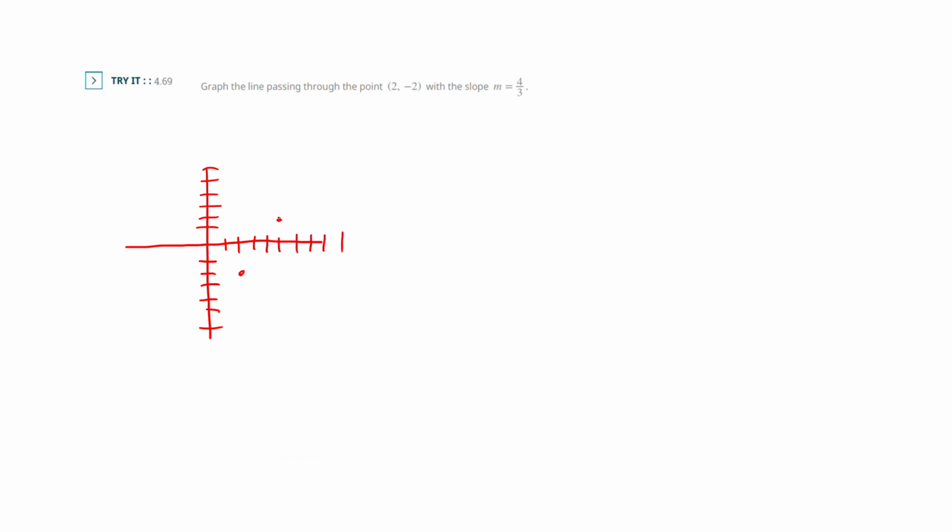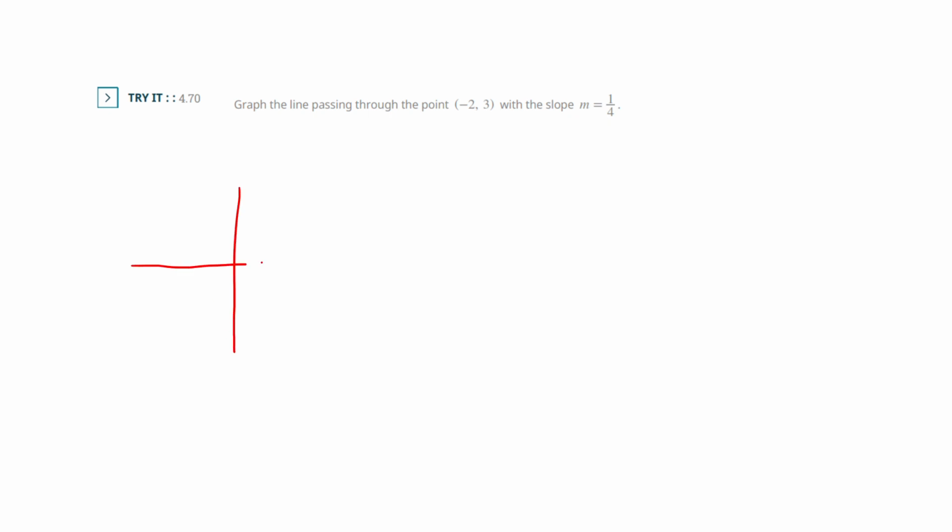Now let's do it again. 1, 2, 3, 4. 1, 2, 3. And so from any 2 points on this line, the slope is always 4 over 3. So I could just use that fact to make 2 more dots and I can connect them.